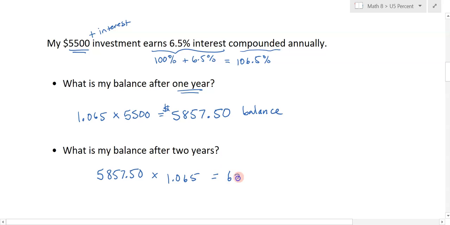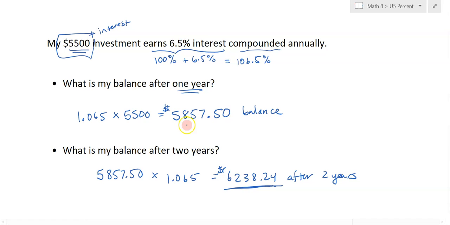And I have $6,238.24 after 2 years. All right. And so if I wanted to know how much money I made in total, I could take this value, subtract my original, and that's how much interest I have earned after 2 years. If I wanted to know how much interest I earned after 1 year, I could take this balance and subtract my original investment and find out how much interest I made after 1 year.